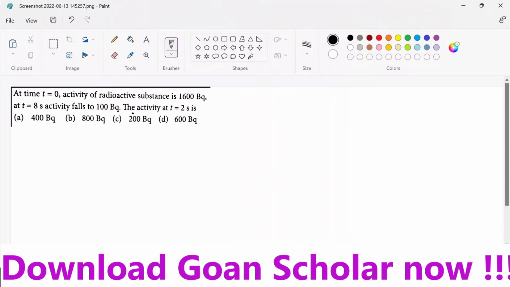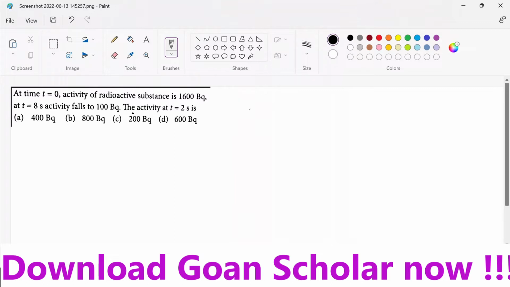Let me repeat the question. At time t equal to 0, the activity of a radioactive substance is 1600 becquerel. At time t equals 8 seconds, the activity falls to 100 becquerel. What will be the activity at time t equal to 2 seconds?